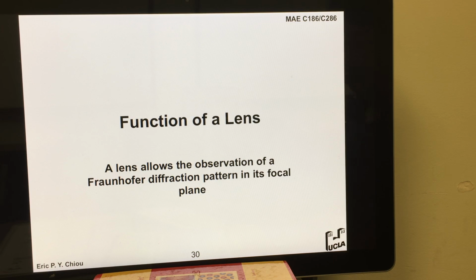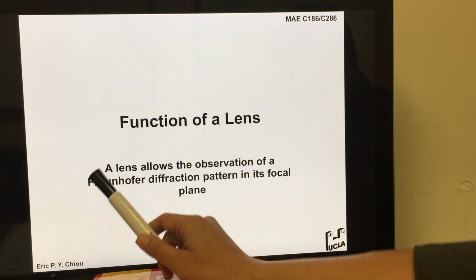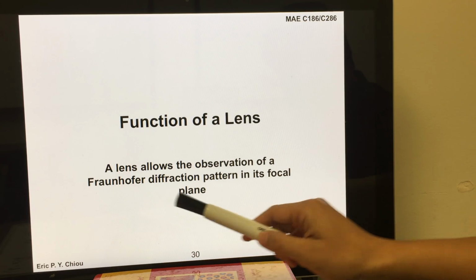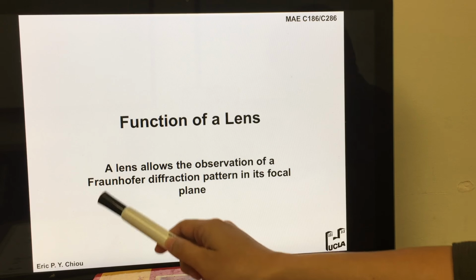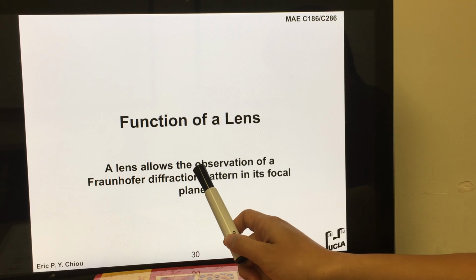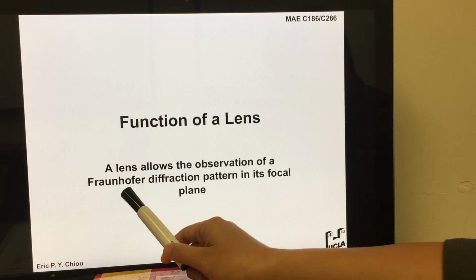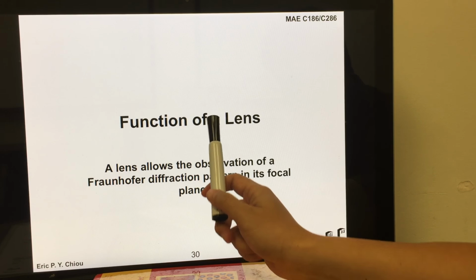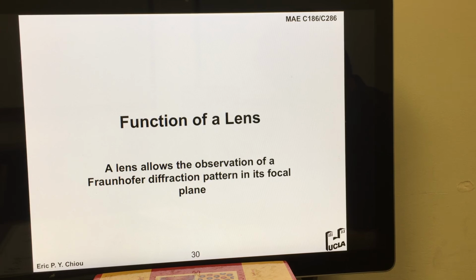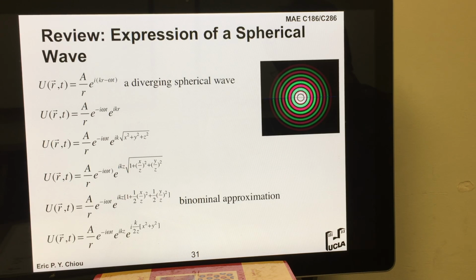The function of the lens, which is already put here as a kind of summary of the whole topic, is that the lens will allow you to observe the Fraunhofer diffraction pattern at its focal plane. So let's go through it.